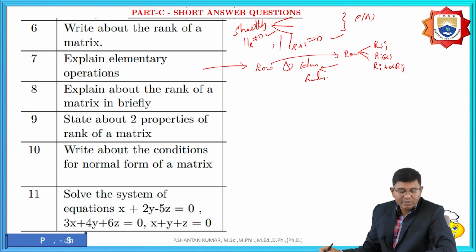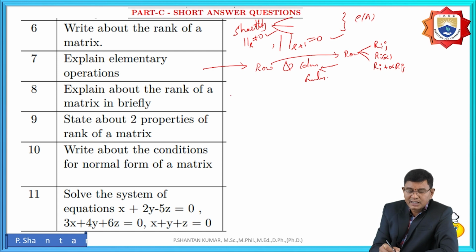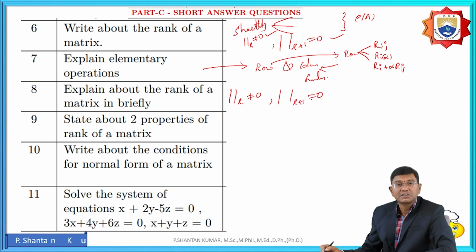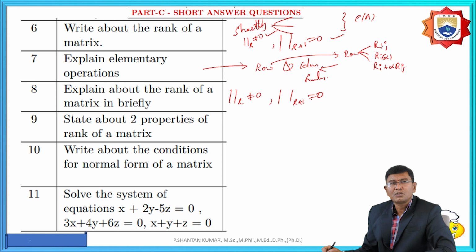Explain the rank of a matrix briefly. Briefly, the determinant of order r is not equal to 0, and the determinant of order r plus 1 is equal to 0. State the two properties of rank.